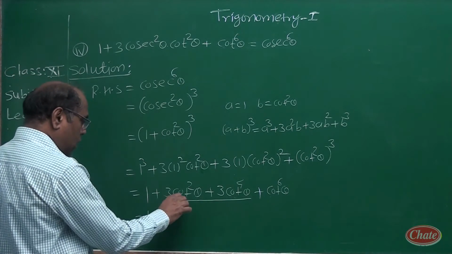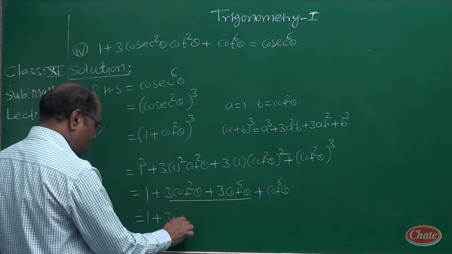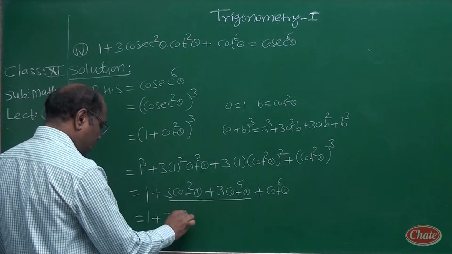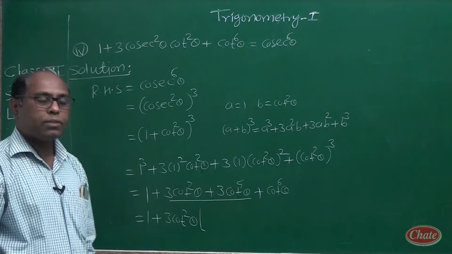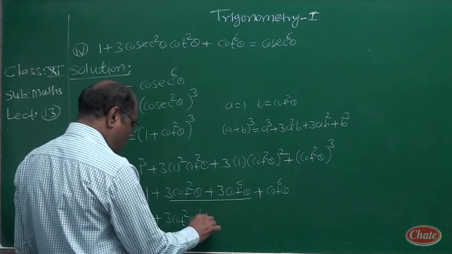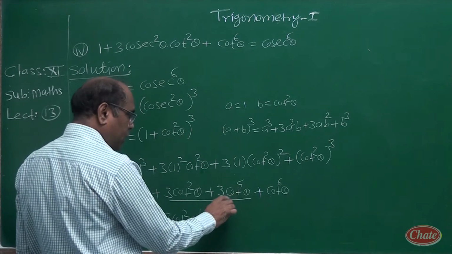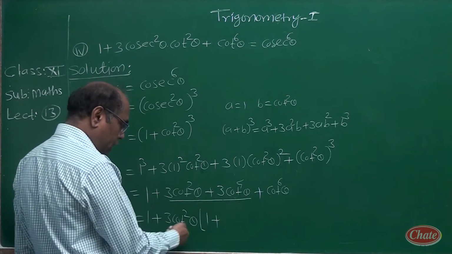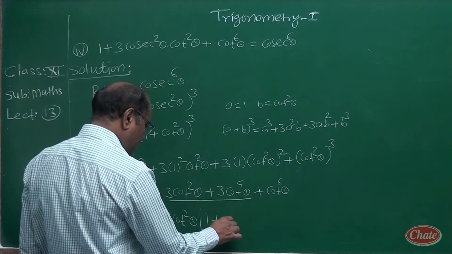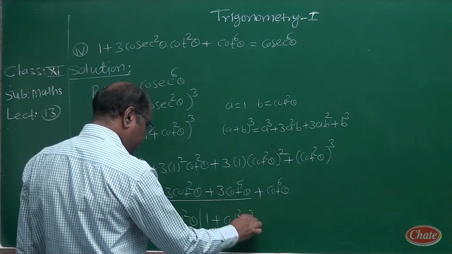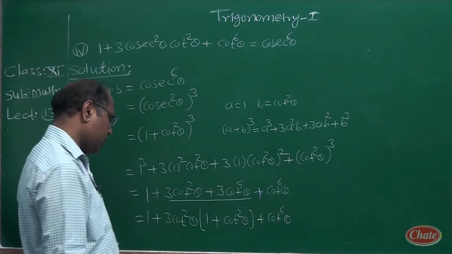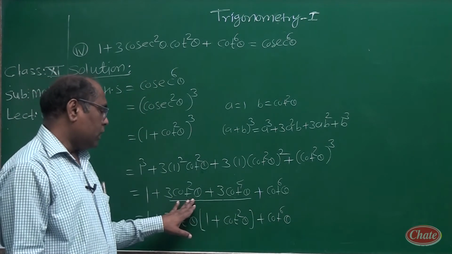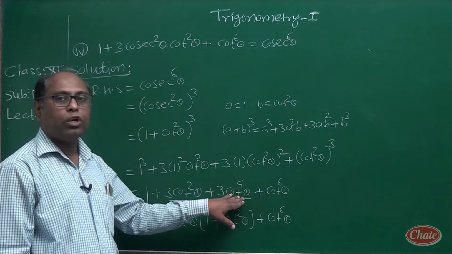So 1 plus, if we take 3 cot square theta common from the middle two terms, what do we get here? 1 plus 3 cot square theta, taking 3 cot square theta common from 3 cot square theta plus 3 cot raised to 4 theta, plus cot raised to 6 theta.